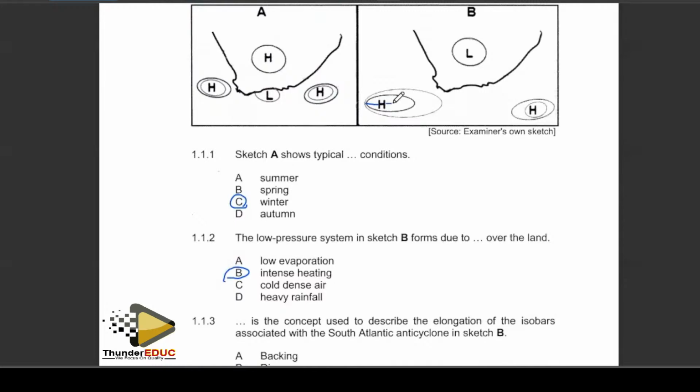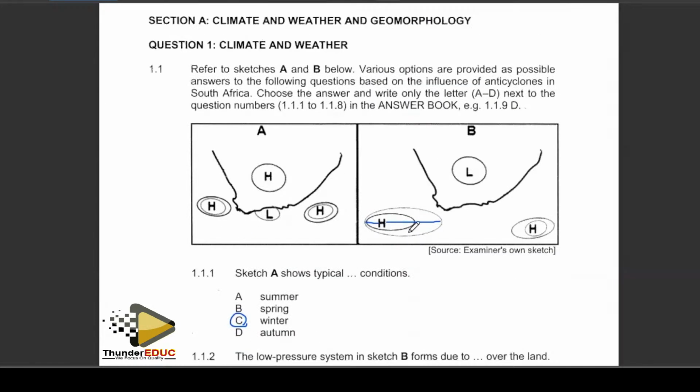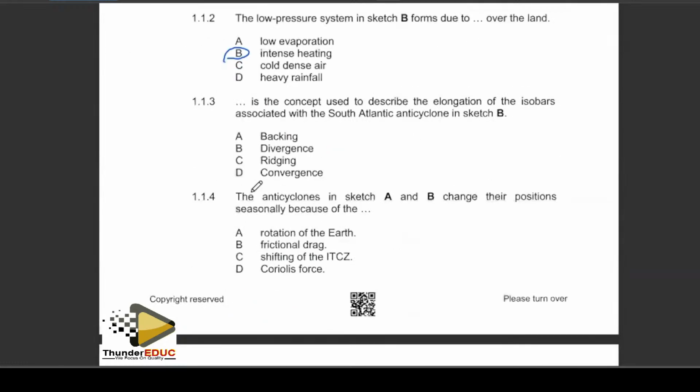But if you check going in this direction here, the same isobar is very far away from the center of the high pressure cell. This is what we refer to as the elongation of this high pressure cell. If it's an elongation, the isobars are further spaced away from each other from the center of the high pressure cell. That is typical of what we call ridging. It is the concept of ridging, which makes C the correct response.